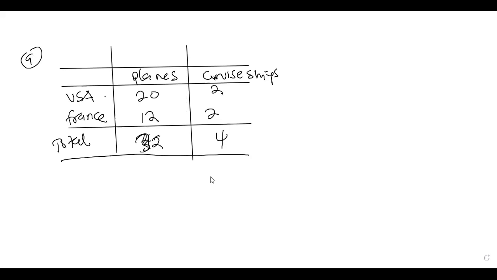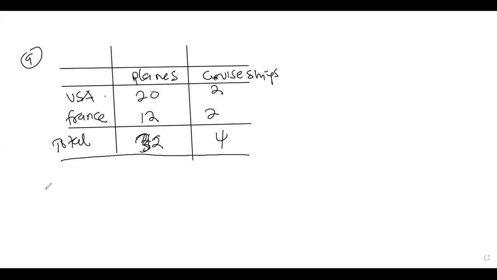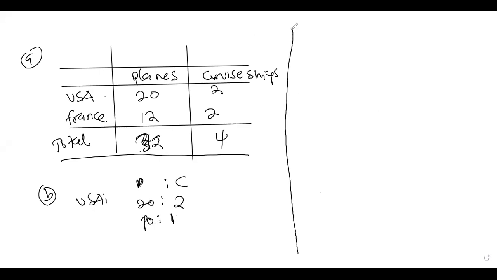Now, the question goes on to say: what is the opportunity cost of producing one of each product by each country? To understand this part B perfectly, we are just going to do ratio and proportion analysis. Remember, for the USA, the ratio of planes to cruise ships is 20:2. Mathematically, we can simplify this ratio. When we divide both sides by 2, we have 10:1.